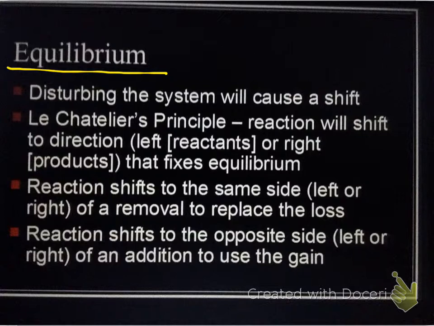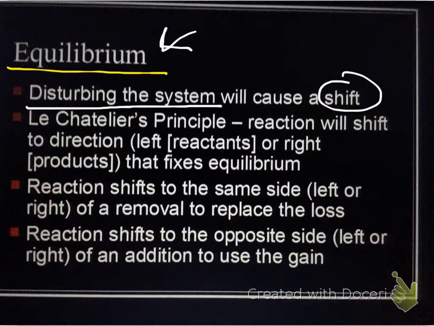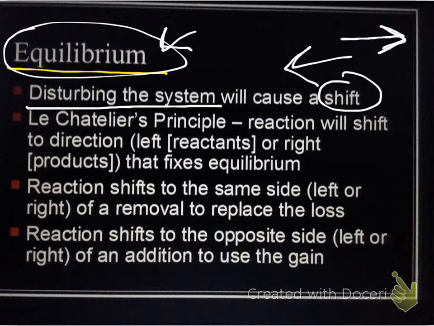Alright, so let's take a closer look at equilibrium. So when a reversible reaction is at equilibrium, as long as the system goes undisturbed, it will stay that way. But if you disturb the system, it'll cause what's called a shift. And a shift is a movement of the reaction rate, so a speeding up in one direction or the other till it gets back to equilibrium.